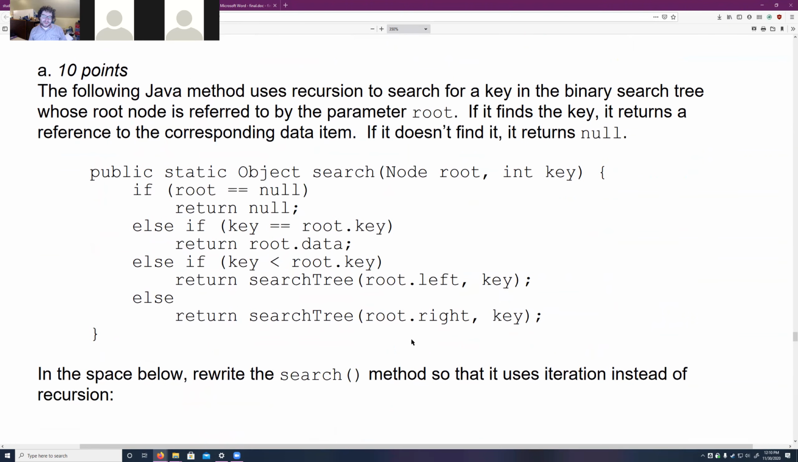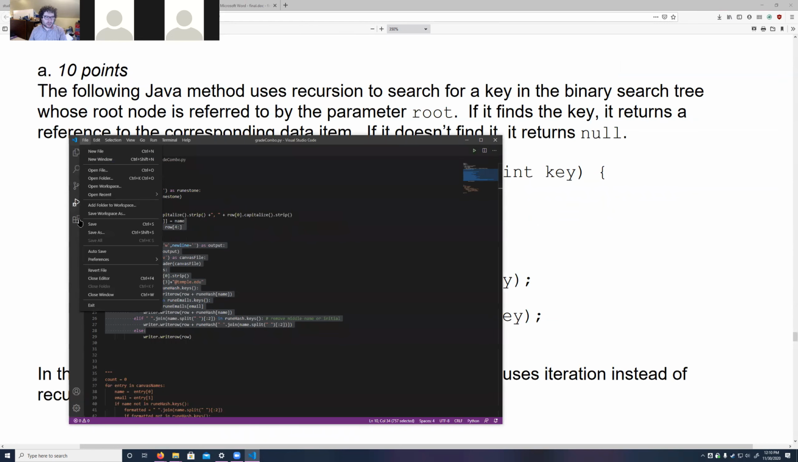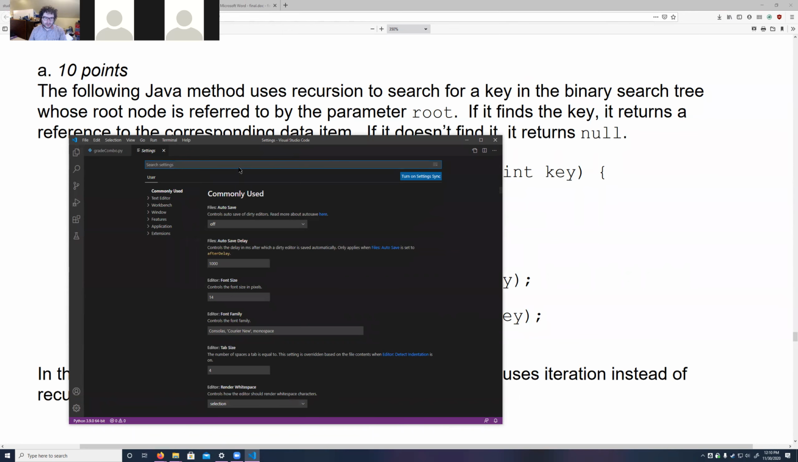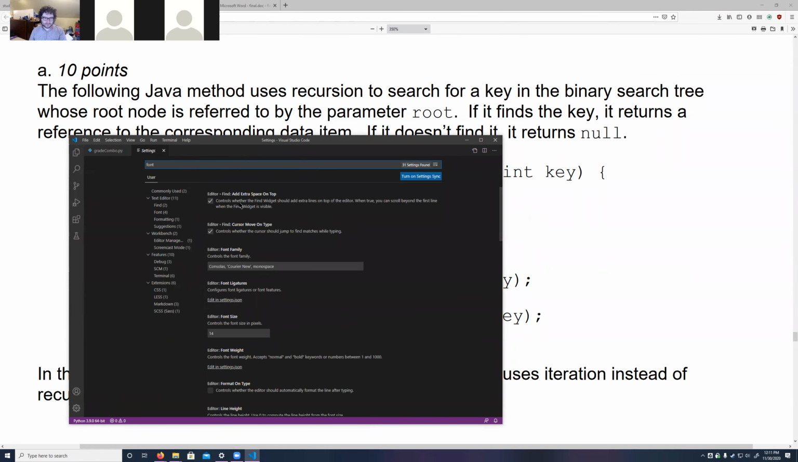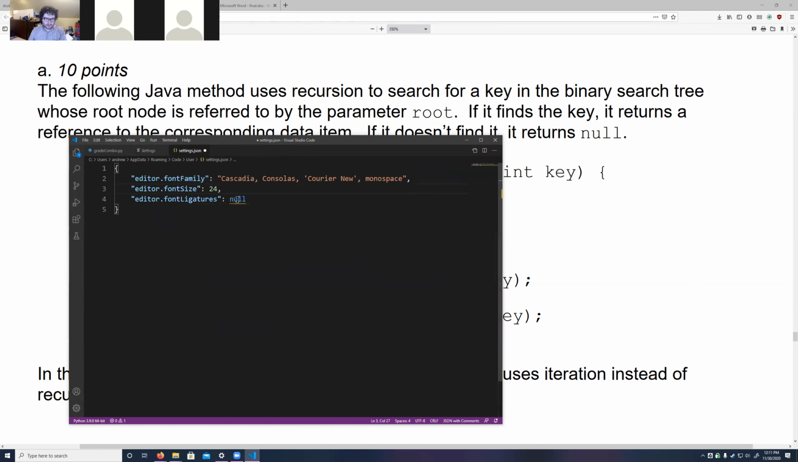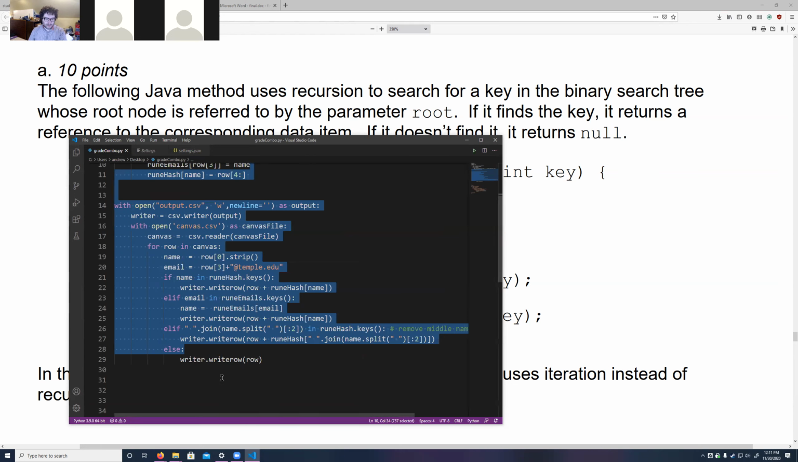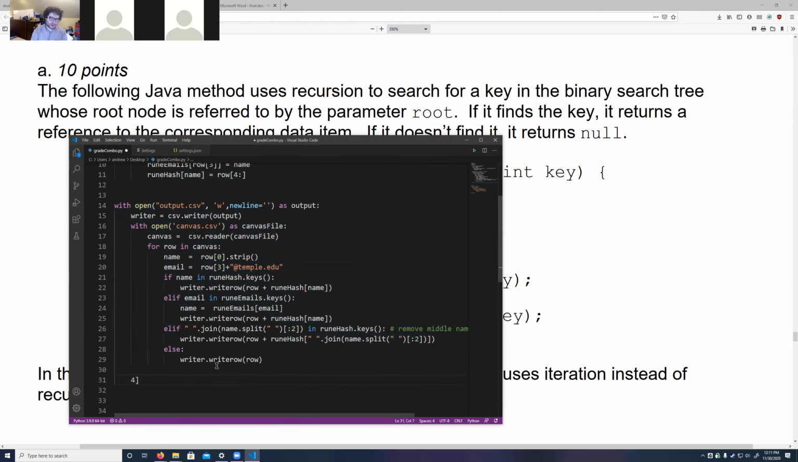So in the space below, we'll rewrite search so that it uses iteration rather than recursion. I'll just boot up Visual Studio Code here. Preferences, settings. Let's go ahead and change the font size, Cascadia, and I want 24. Did it update to Cascadia? Yes, it did. Very distinct fours in Cascadia, I think.